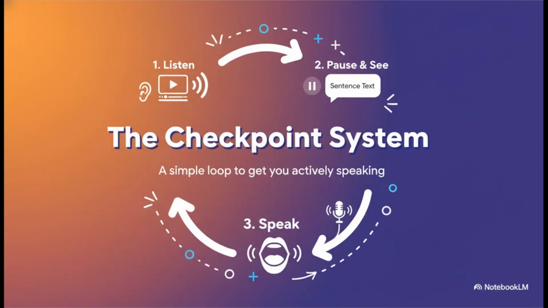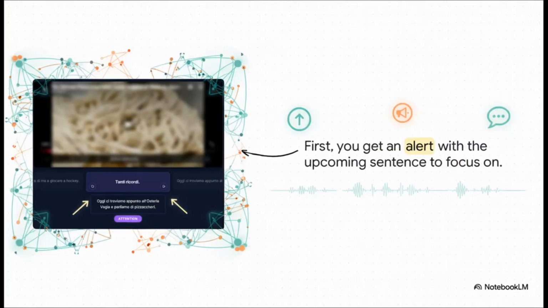So the engine that drives this whole practice stage is what the app calls the checkpoint system. It sounds technical, but it's just a really simple and effective loop to get you speaking. Let's walk through how it works. First off, the app doesn't just spring a test on you. Right before a checkpoint is about to happen, you get this little heads up on the screen. It shows you the exact sentence that's coming, so you can really zero in and listen for it.